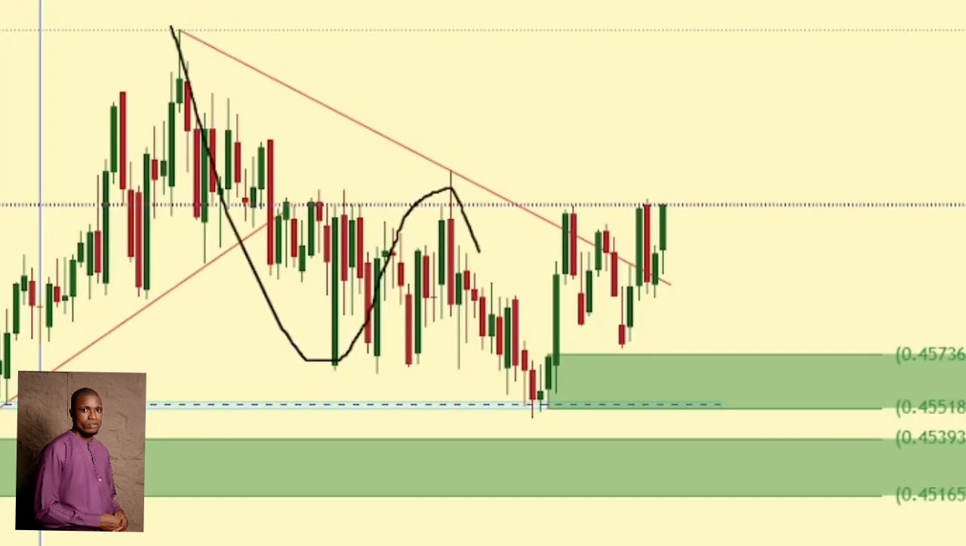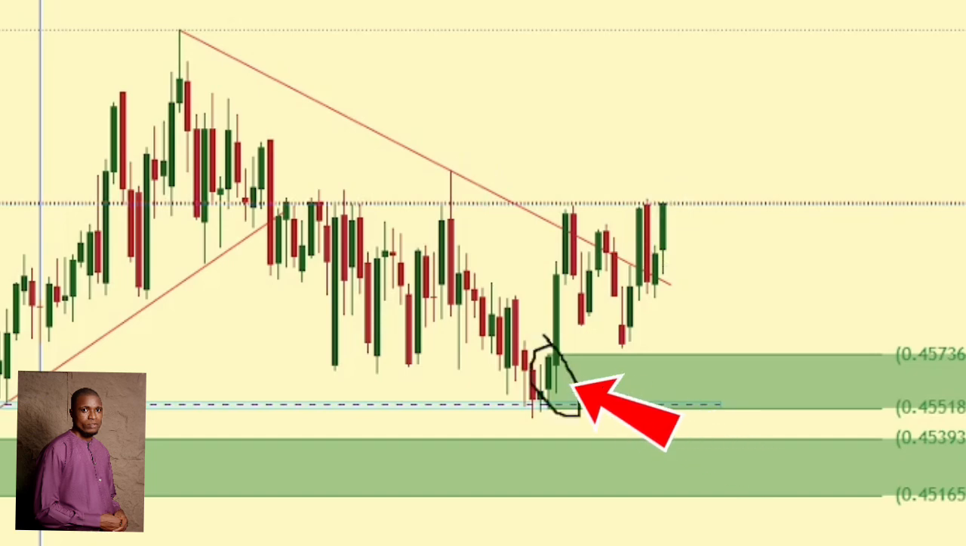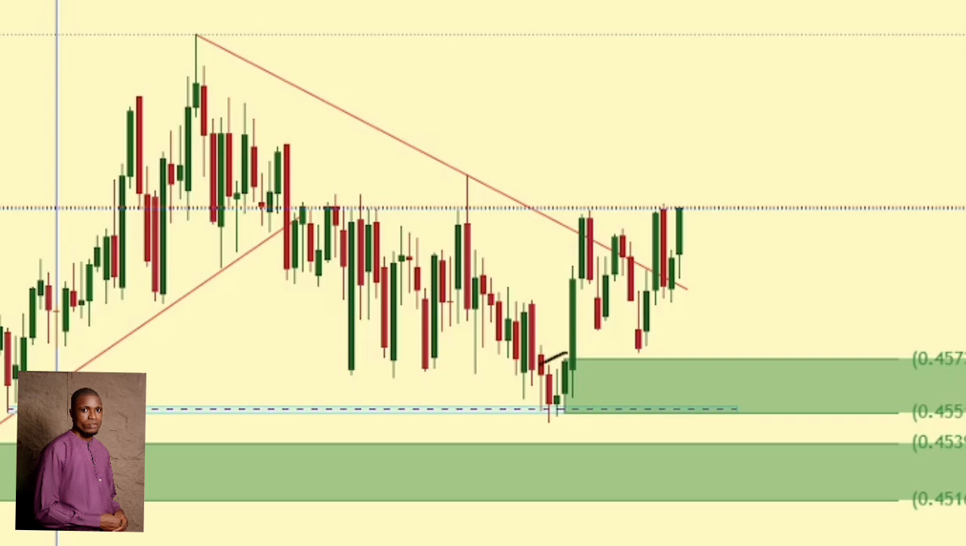Now price is respecting a downward trend line, but this trend line will be violated if this candle closes above it. If this candle closes above our trend line, this trend line will be broken, and that leaves us with a demand zone at 0.45736 and 0.45518. But I am not putting more trust in this zone.